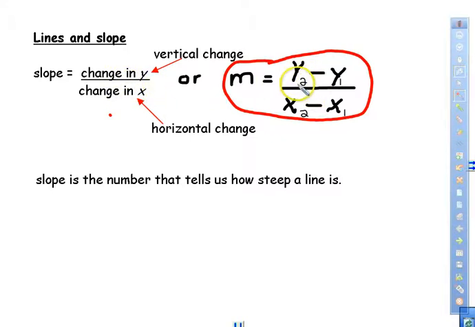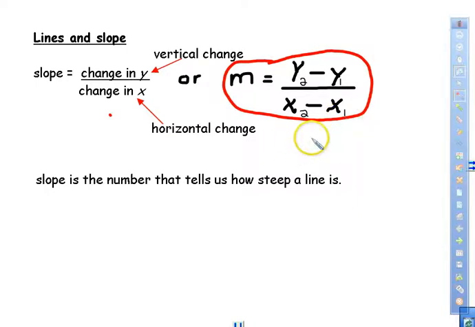And it is using the coordinates of 2 points on a line, where you have y minus y over here, which is going to be y2, the y of the second ordered pair, and then y1 is the y of the first ordered pair, over or divided by x of the second ordered pair minus the x of the first ordered pair.